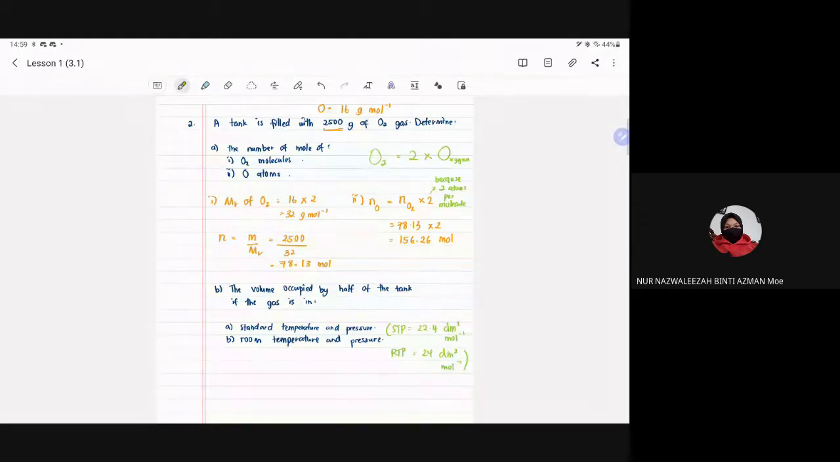Macam mana kamu boleh dapat jawapan yang sama kalau bahagi 2? 78 bahagi 2 dapat 20 lebih lah, 29. Oh, okey. Dan soalan tadi, 2500 bahagi 16. Boleh? Betul juga tu. Dapat jawapan yang betul tu. Cara tu betul juga. Sama saja. You get the right answer. So that is an alternative punya cara.